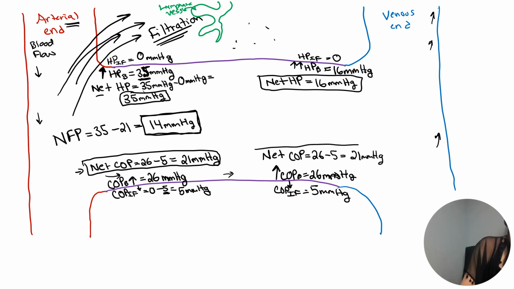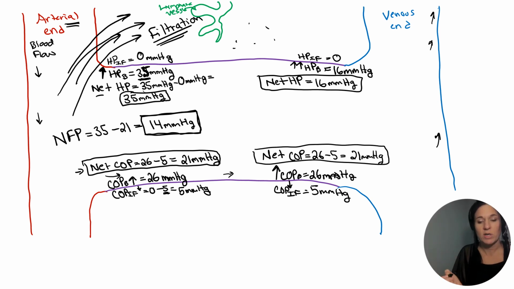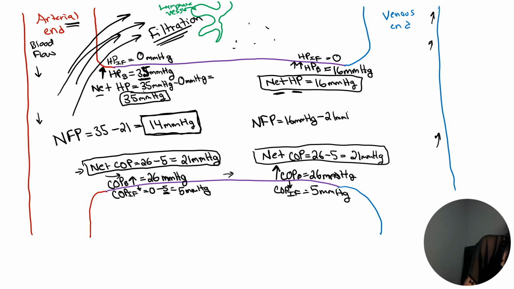And now we can calculate our net colloid osmotic pressure, or oncotic pressure. Now we have what we need to calculate net filtration pressure. Net filtration pressure down here at the venous end is going to be 16, our net hydrostatic pressure, minus 21, our net colloid osmotic pressure, which is going to equal -5.